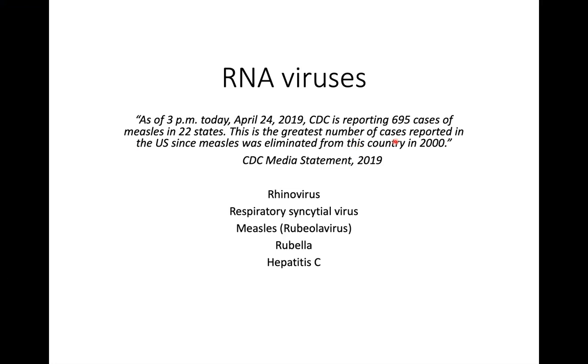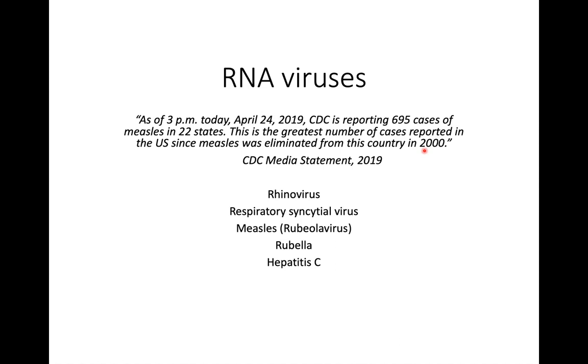So our quote here is from almost a full year ago, April 24th of last year, when the CDC reported 695 cases of measles in 22 states. There had been outbreaks in 2018 and a few here and there, but it's hard to believe now that measles had been eliminated from the United States in the year 2000. In the last 20 years, we've seen recurrence of measles over and over again, which is sad because it is an entirely vaccine preventable disease.